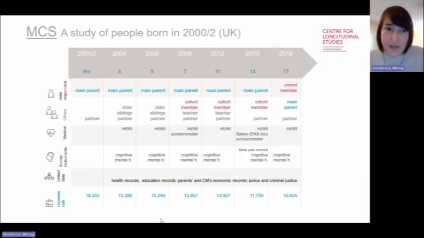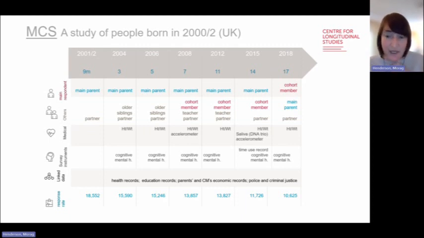And the youngest of our main sweeps is the Millennium Cohort Study. As I mentioned, they were born between 2000 and 2002. This time it's across the whole of the UK rather than Great Britain, so England, Scotland, Wales and Northern Ireland. We started with around 18,000. We captured the parent until age 14, and then we shifted to the cohort member only from age 21. So both the parent and the cohort member responded at age 17, but the main responder was the cohort member.